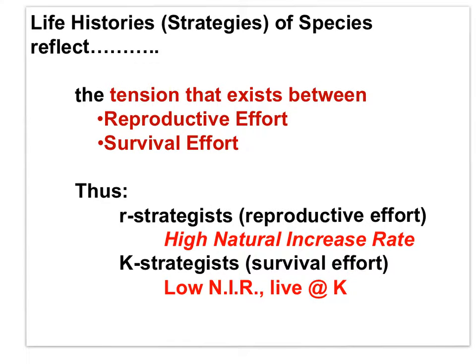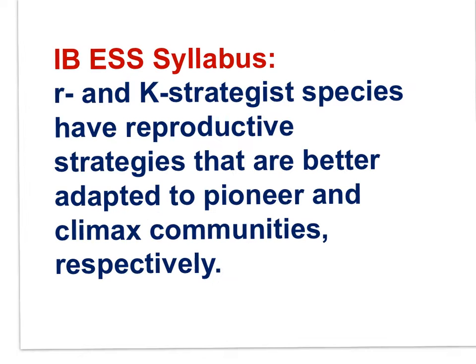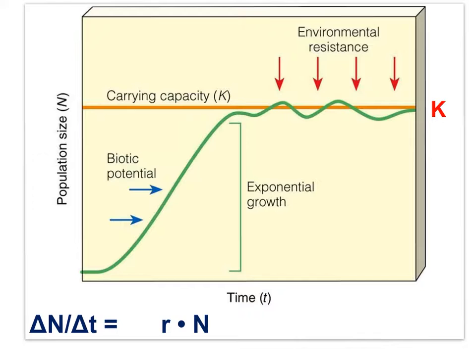And now maybe you can understand where the use of the R and K come from, having studied aspects of R and K species when we studied succession. So here's a relevant IB syllabus statement. R and K strategist species have reproductive strategies that are better adapted to pioneer and climax communities, respectively. R selected species live a boom-bust lifestyle with exponential growth followed by a population crash, while K selected species live in a stable environment with population size maintained around carrying capacity.